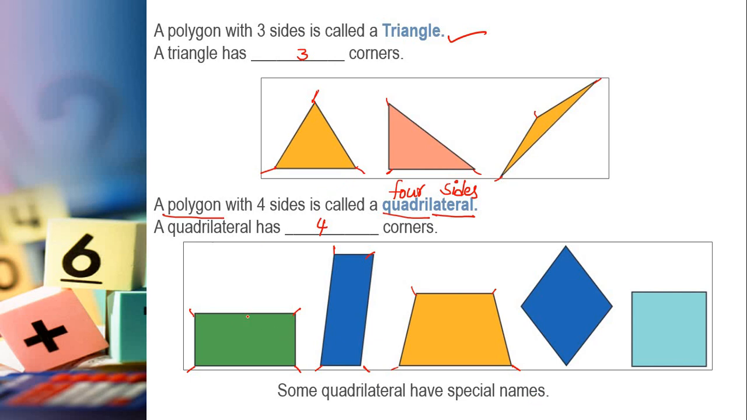What is the name of this quadrilateral, children? These are all bounded by 4 line segments and these are having 4 sides. The name of this quadrilateral is, tell me, children, rectangle. This quadrilateral is called parallelogram.